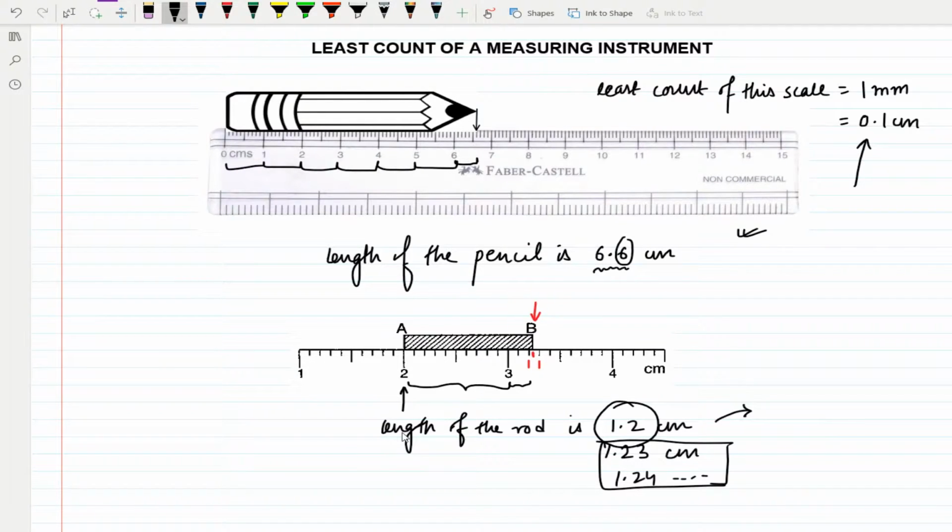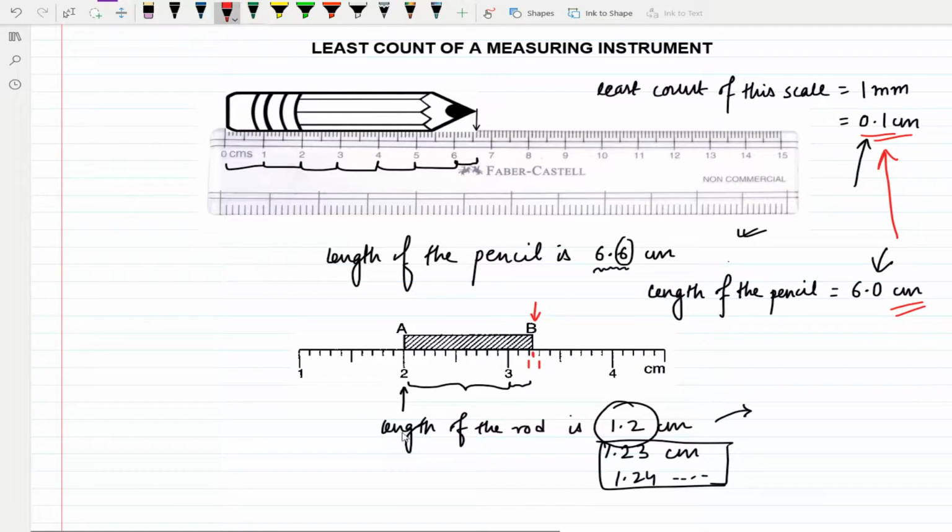Also, you should know that if the length came out to be 6 centimeter, you should write the length of the pencil equal to 6.0 centimeter. Always write in one decimal place. Why? Because the least count of the scale you are using for measurement has one decimal place in the unit which you are writing. But if you write it in millimeter, you will write it as 60 millimeter without any decimal place. Why? Because in millimeter there is no decimal place for this particular instrument.